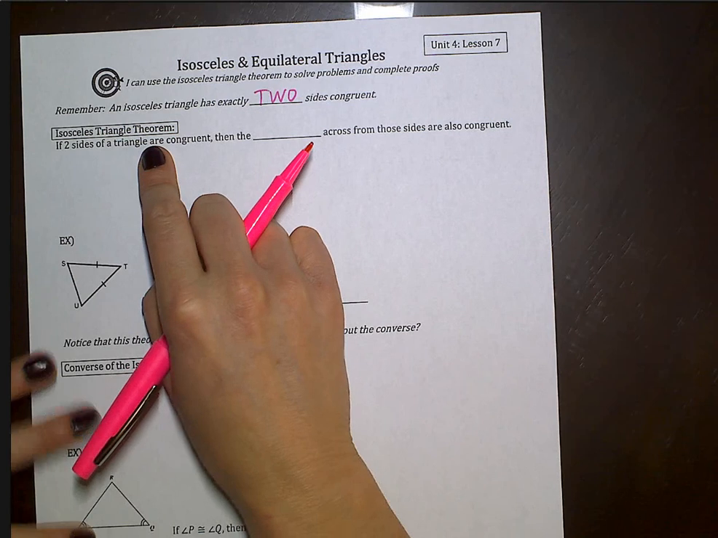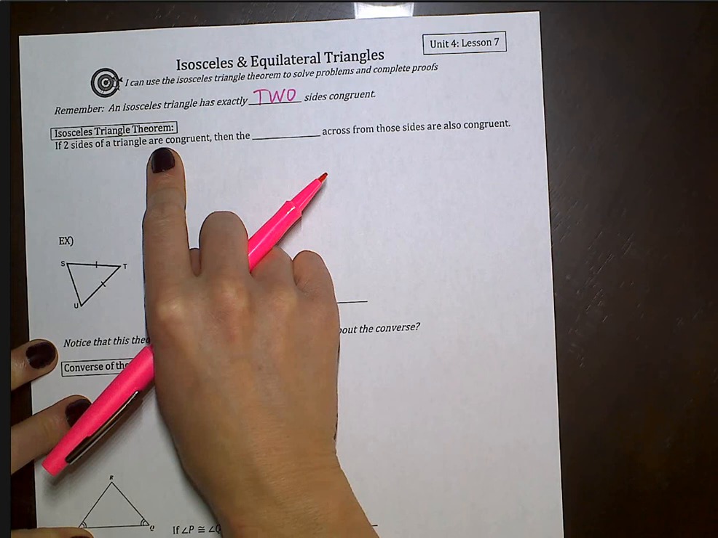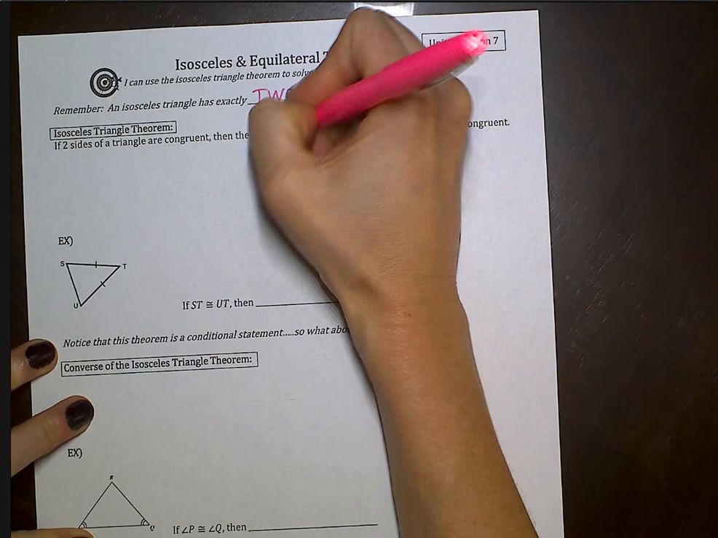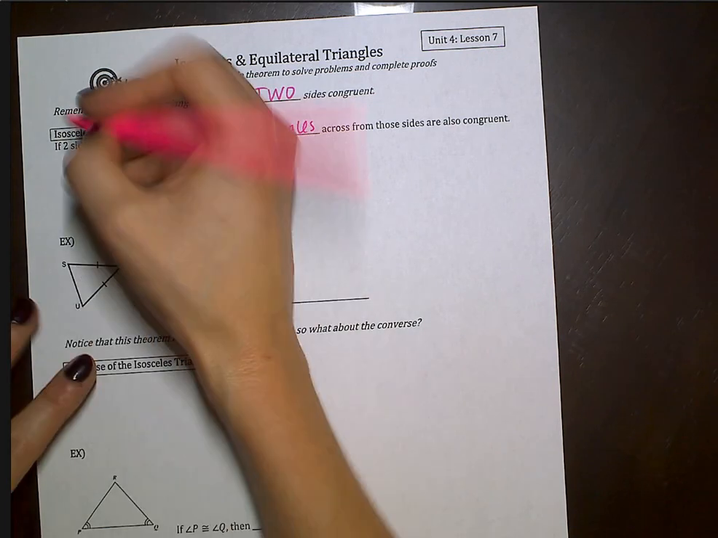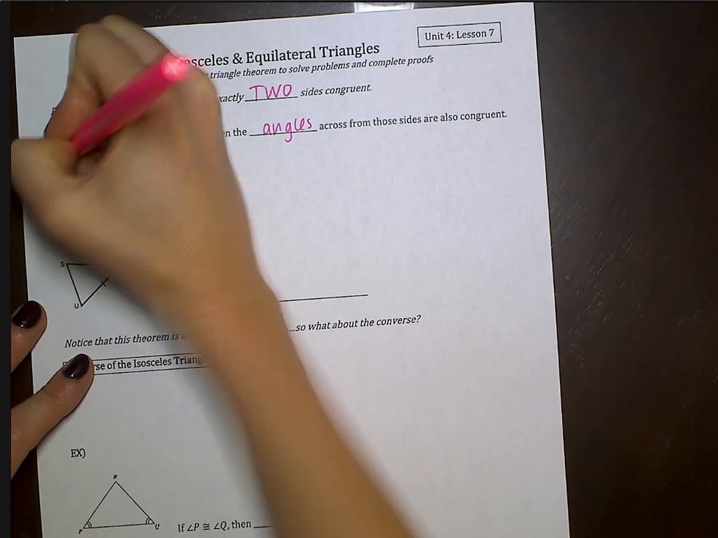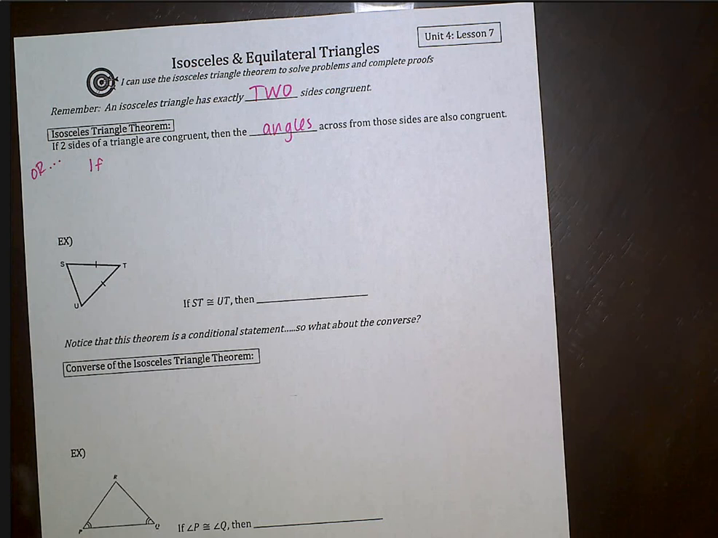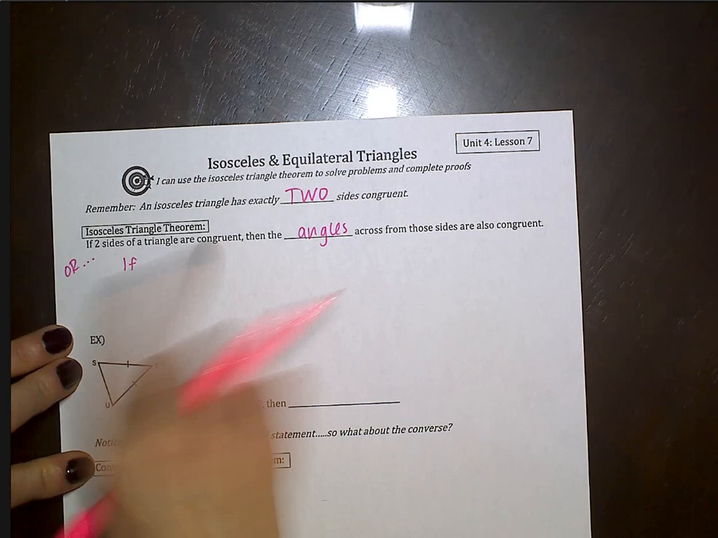Here's what it says. It says if two sides of a triangle are congruent, then the angles that are across from those sides are also congruent. So I think it's easier if we draw a picture to say what this theorem is saying. And guys, let me just say, there are no proofs today. This is like actual math. There's numbers involved. This is fun. But let's rephrase this in a picture form.